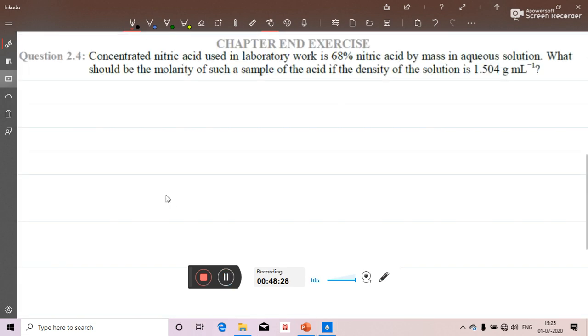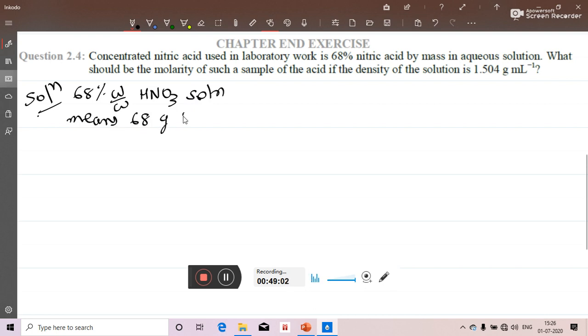Now chapter exercise question number 2.4: concentrated nitric acid used in laboratory work is 68% nitric acid by mass in aqueous solution. Now what does this mean? 68% weight by weight nitric acid solution means 68 gram nitric acid in 100 gram solution.